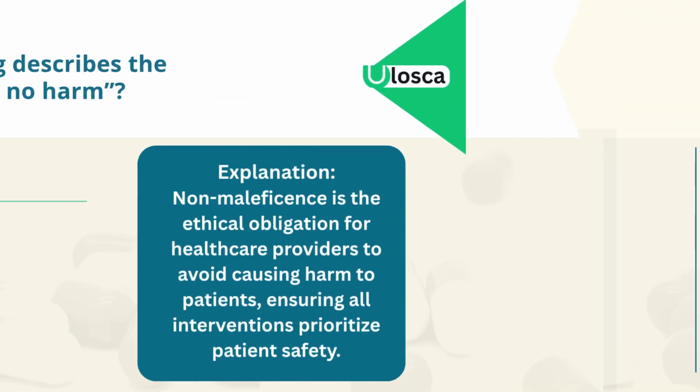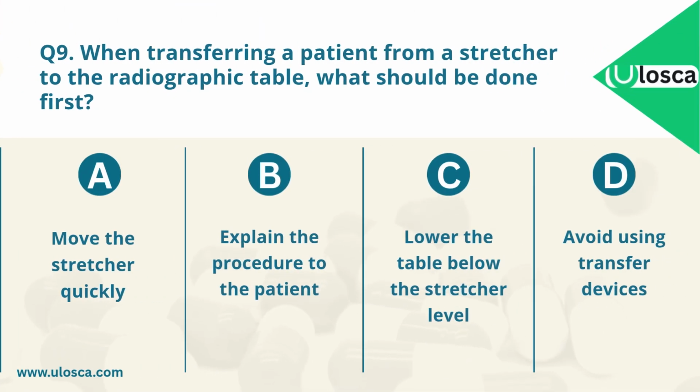Question 9. When transferring a patient from a stretcher to the radiographic table, what should be done first? A. Move the stretcher quickly. B. Explain the procedure to the patient. C. Lower the table below the stretcher level. D. Avoid using transfer devices. Which one is the correct answer?